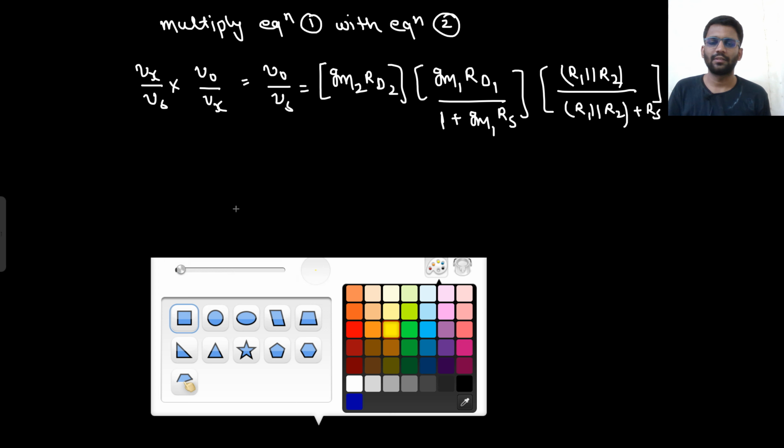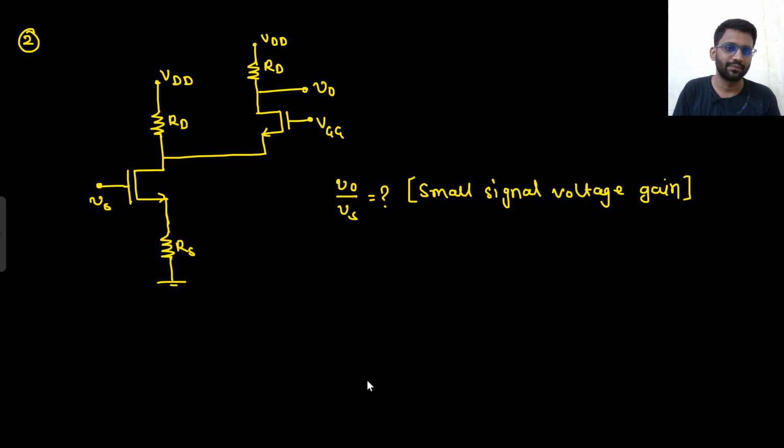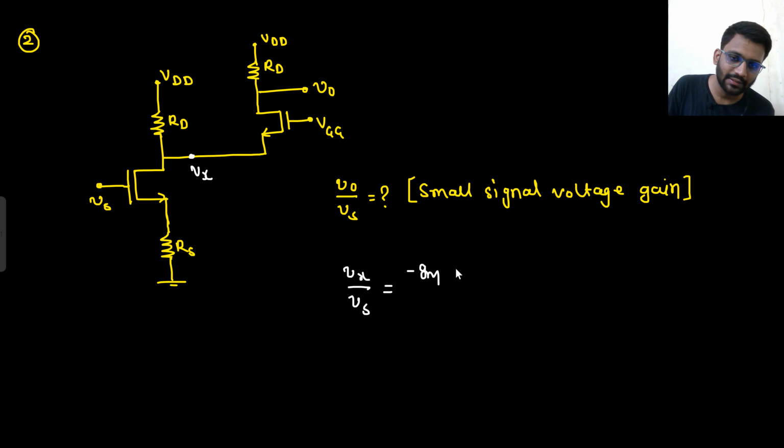That's it. Write down the gain for this one. Do it on your own, then only watch the solution. So let's call this potential Vx. What will be your Vx by Vs? Will it be minus GMRD? Let's call both of the transistors equal only this time. So minus GMRD upon 1 plus GMRS.